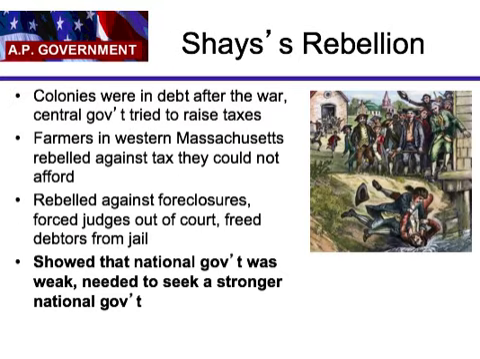When we talk about Shays' Rebellion, again, the colonies were in debt after the war, and the government tried to tax these states to get money to pay back that debt. Farmers in western Massachusetts rebelled. They didn't like it because they couldn't afford it. They couldn't pay their own taxes. So they rebelled against individuals like the judges, the people trying to collect those debts, and they were freeing people that were being jailed. The government had no control. So this shows, again, a weak national government would not work. And what they needed was a strong federal structure.